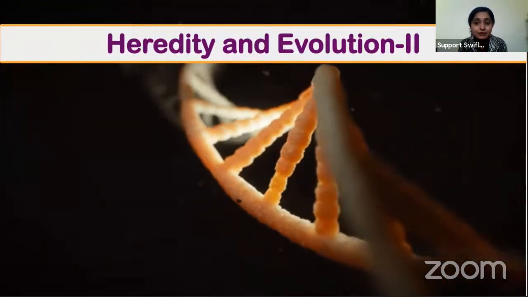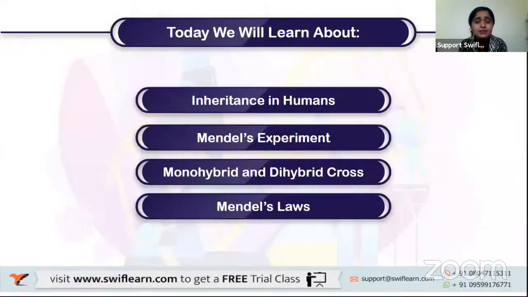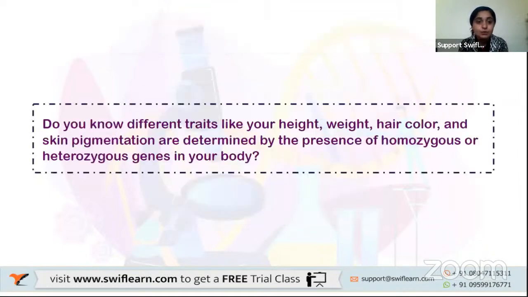So, Heredity and Evolution Part 2. In today's session, we will learn about these four important topics: inheritance in humans, Mendel's experiment, monohybrid and dihybrid cross, and Mendel's law. Do you know that different traits like weight, height, color, and skin pigmentation are determined by the presence of homozygous or heterozygous genes in our body? Do you remember we discussed homozygous and heterozygous genes in our previous session as well?